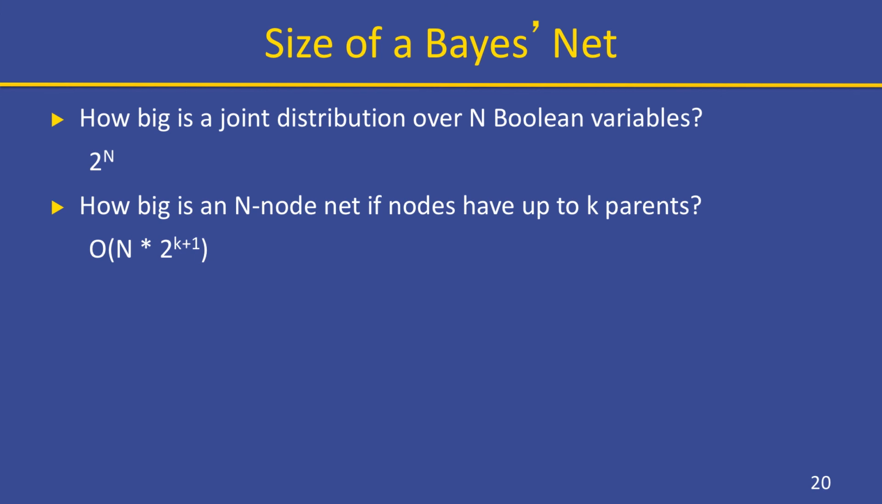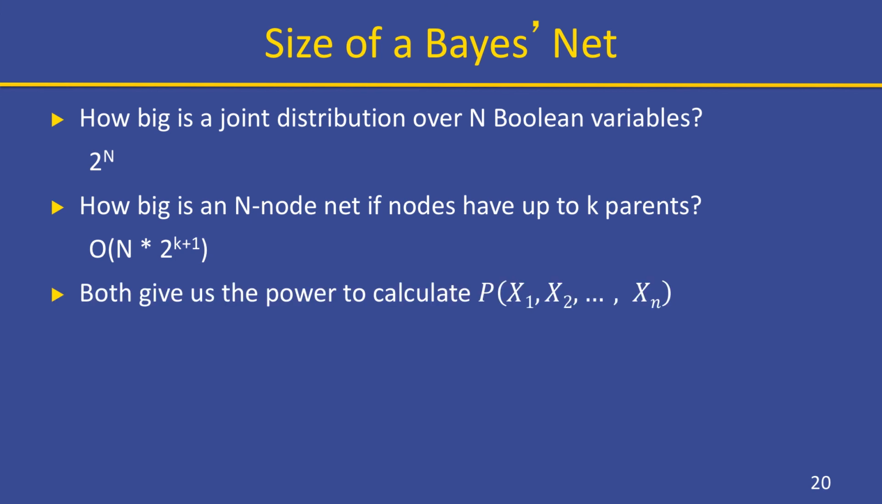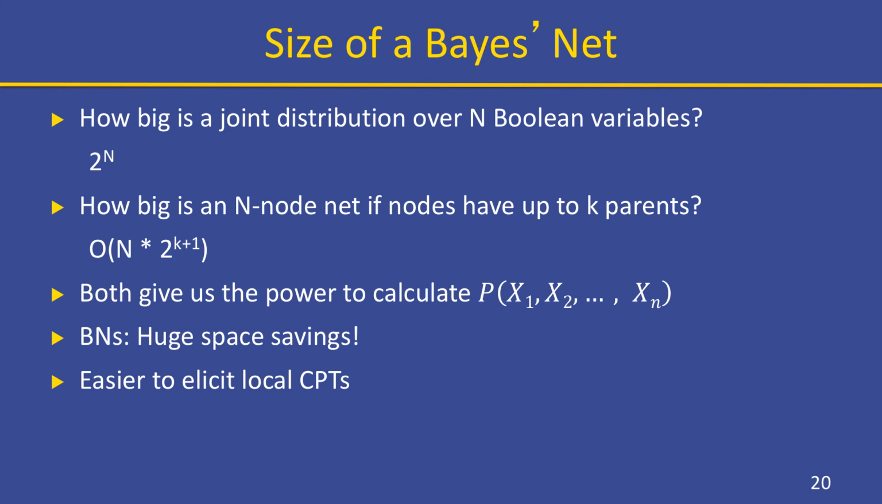So if we compare 2 to the n and n times 2 to the power k plus 1, we see that for larger n, we get huge space savings with the BayesNet. It's also easier to come up with the conditional probabilities as opposed to the joint probabilities when a large number of variables is involved.